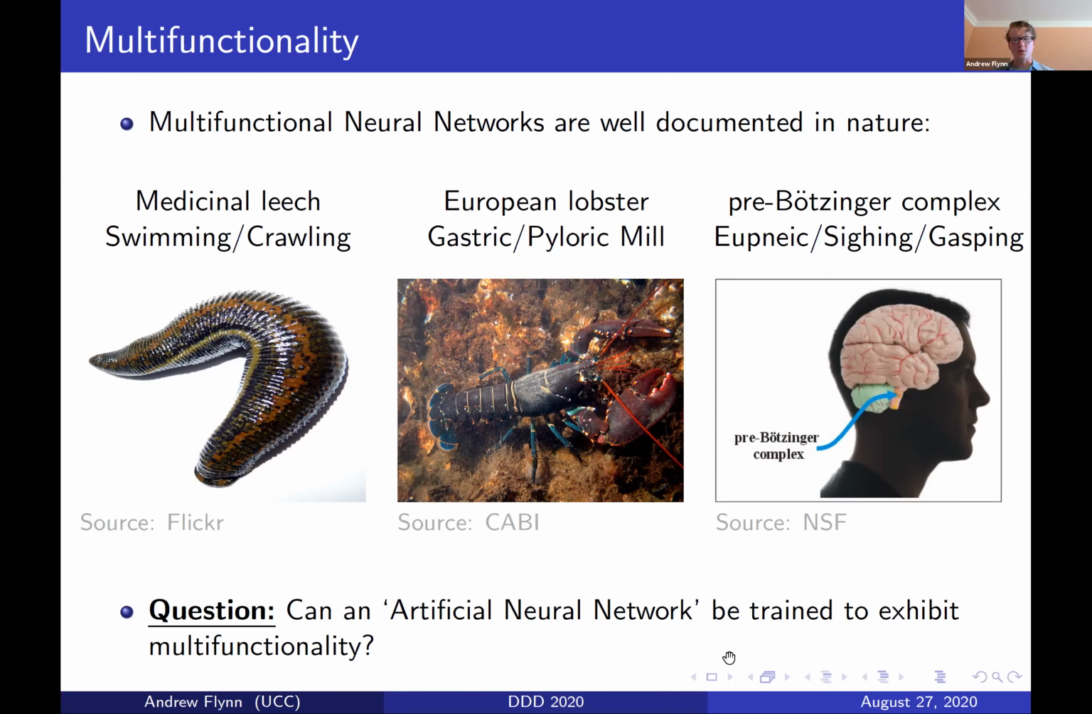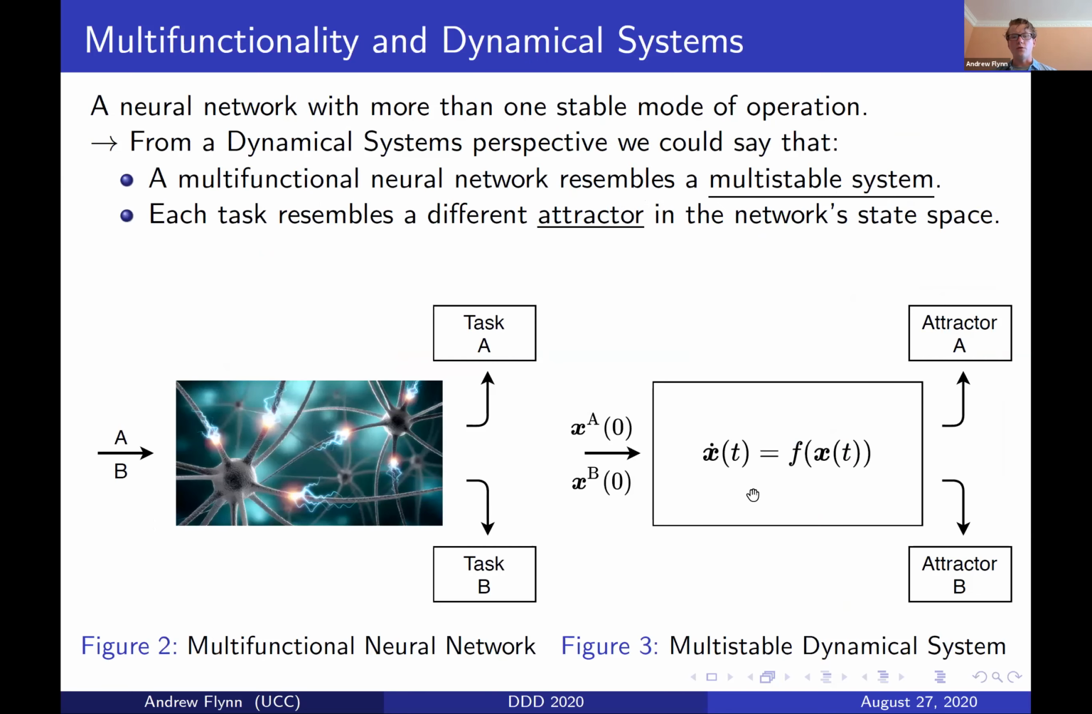So the question I'd like to try to understand here is, can an artificial neural network be trained to exhibit multifunctionality? So if we take off our neuroscience shirts and put on our dynamical systems hats, what we have here is a neural network with more than one stable mode of operation. And from a dynamical systems perspective, what we could say is that we have a multifunctional neural network that resembles a multi-stable system. And if you could imagine, each task resembles a different attractor in the network state space.